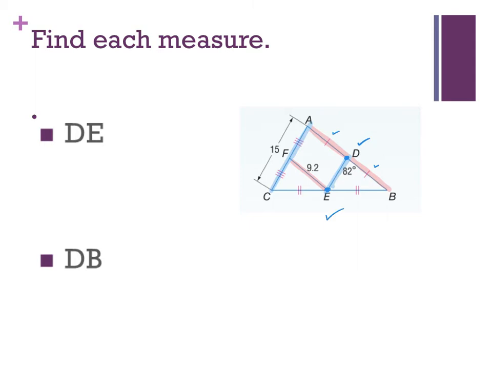All right, now let's remember our rule. Since this is a midsegment, that means that the midsegment is half of the base. So then DE is half of 15, or 7.5.